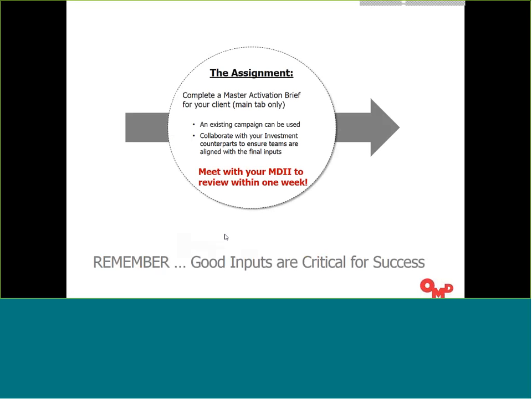Please make sure you are meeting with your investment counterparts to complete the brief, and also schedule a meeting with your MDII within 1 week from today to review the completed document. So that's it. If there's any questions, we can go through these now, and then I'll hand it over to Kevin to walk through a sample of a completed brief.